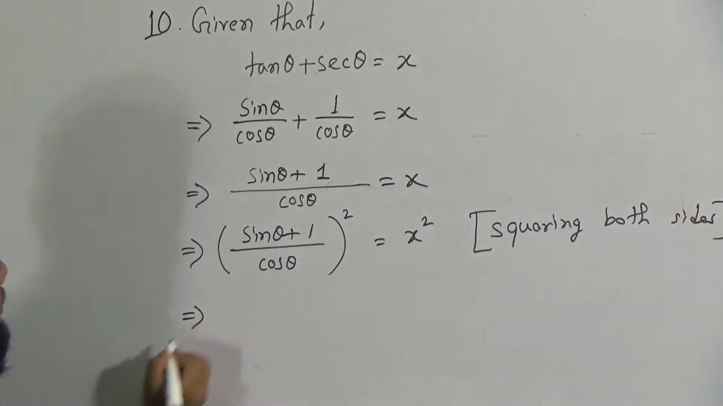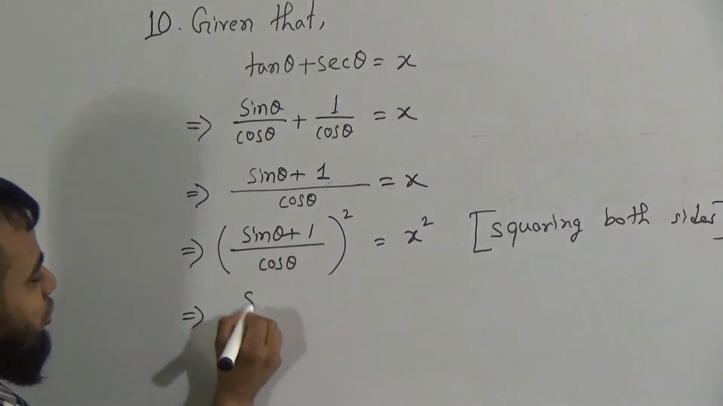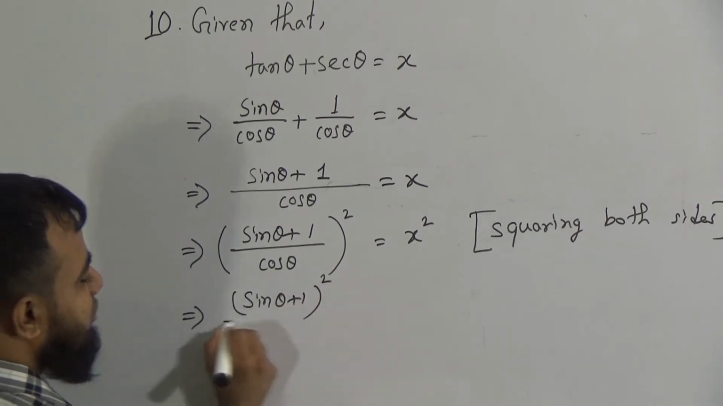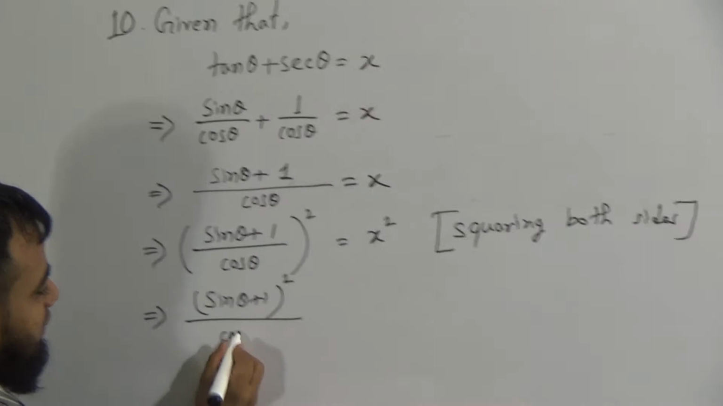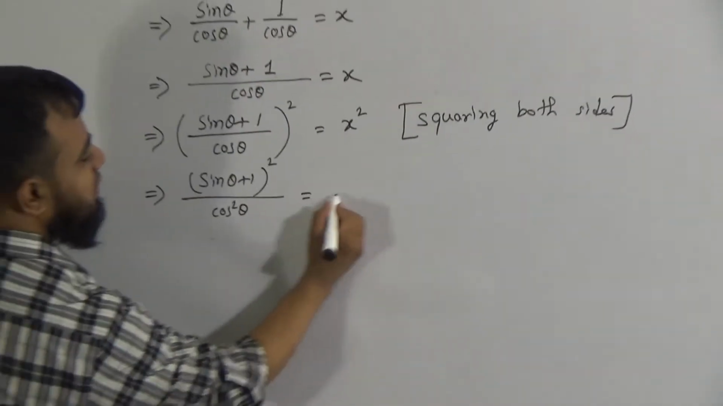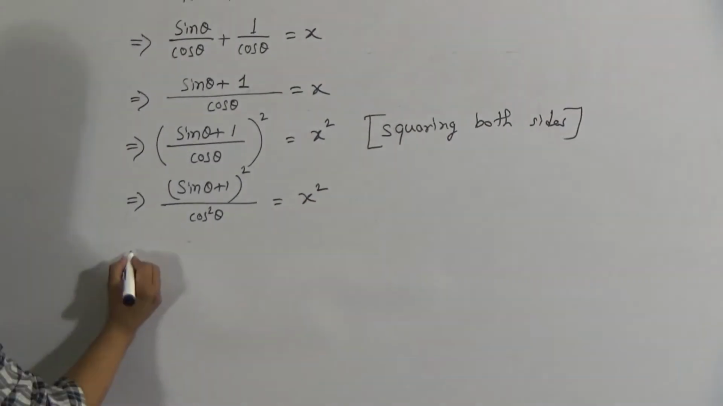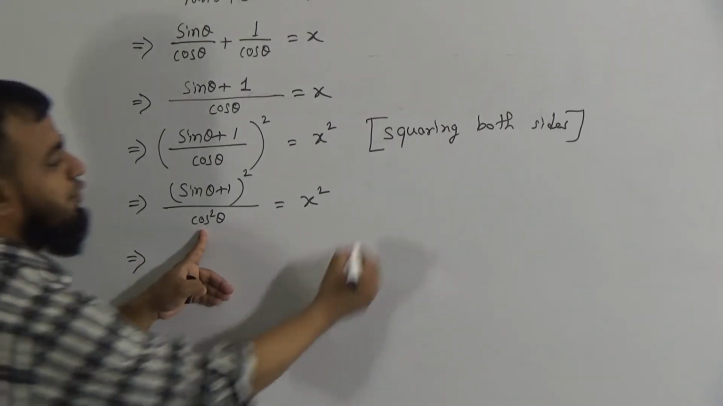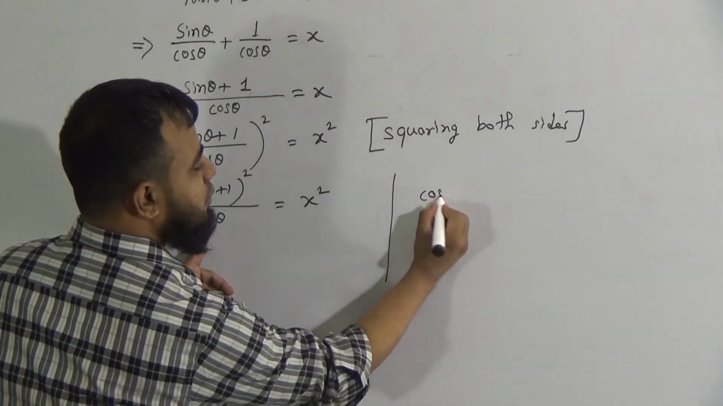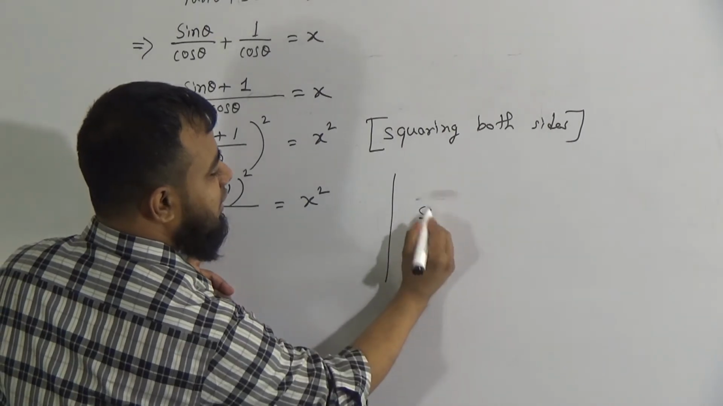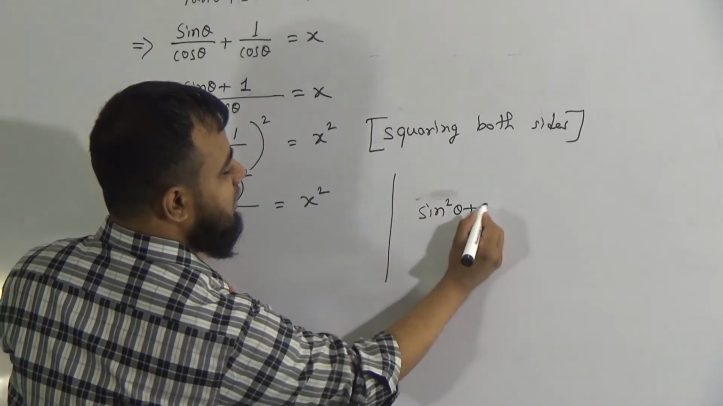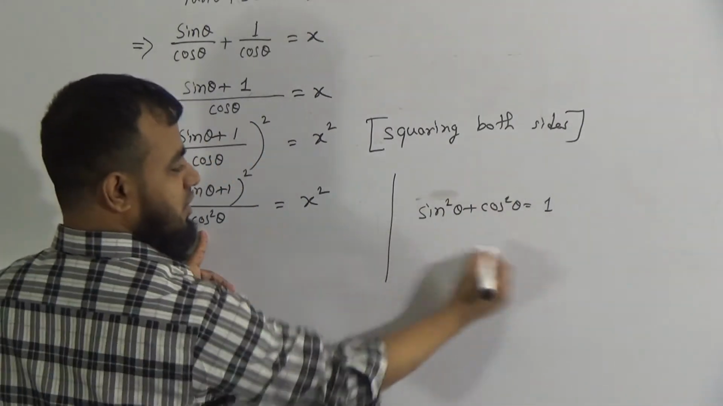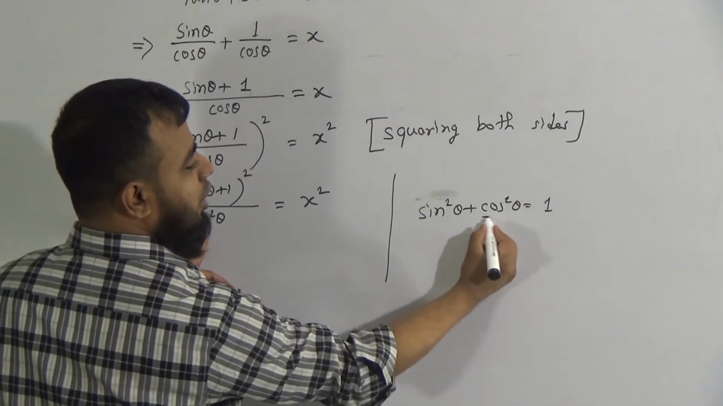Now if we square both sides, the numerator will be sin theta plus 1 whole square and the denominator will be cos square theta, that's equal to x square on the right side. Now dear students, it's very simple. We know the formula: sin square theta plus cos square theta equal to 1. From this relationship, we can find out the value of cos square theta.